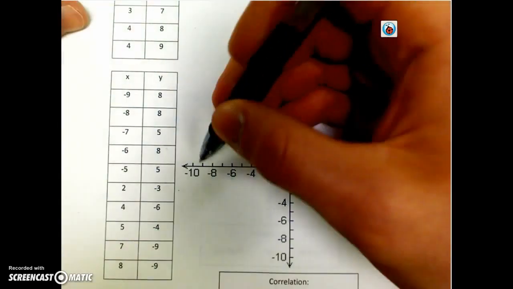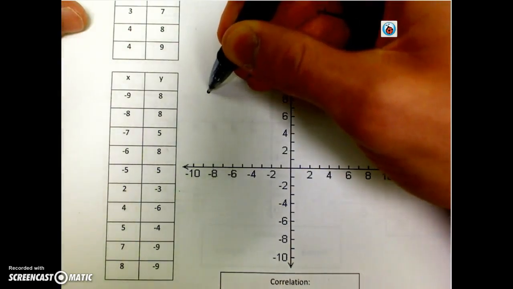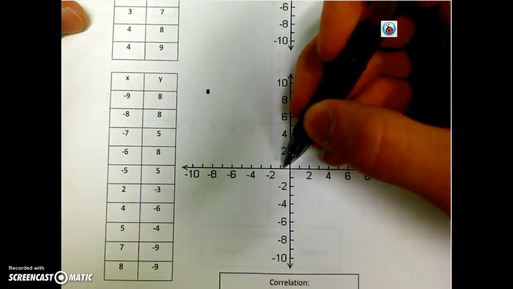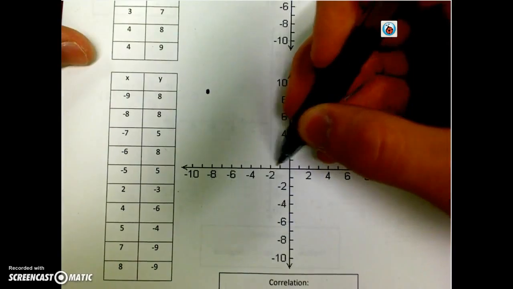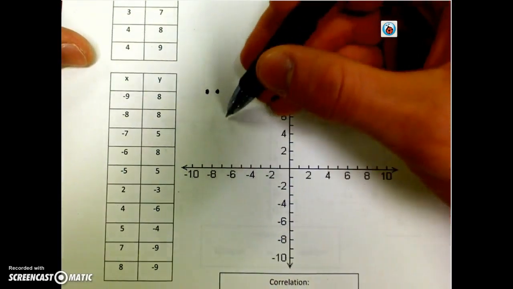So it's going to go -9 in the x direction, then up to an 8. And so the grid lines didn't copy well, so we're just using our best estimation here. Which is okay because line of best fit by hand, that's what it is anyways. It's an estimation based on our data. So we have a -8 and an 8. We have a -7 and a 5.